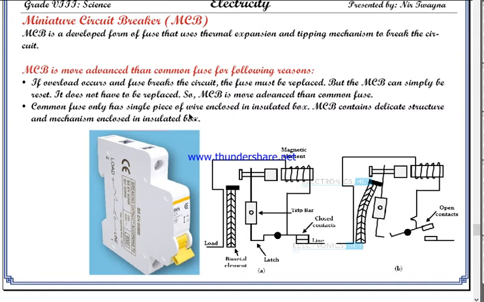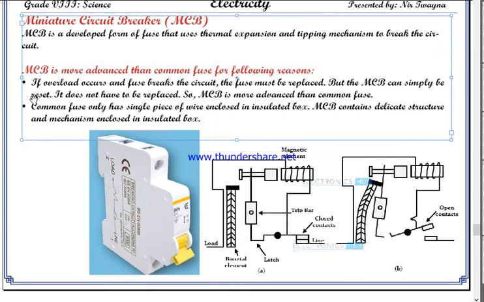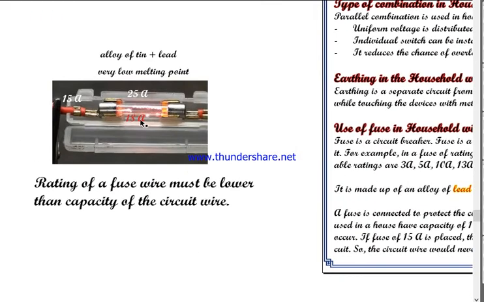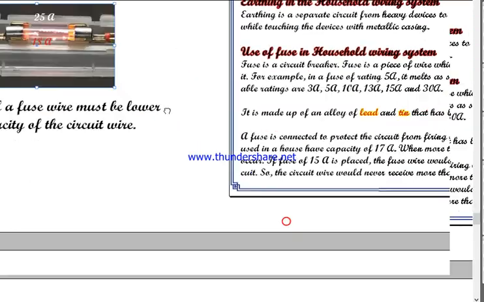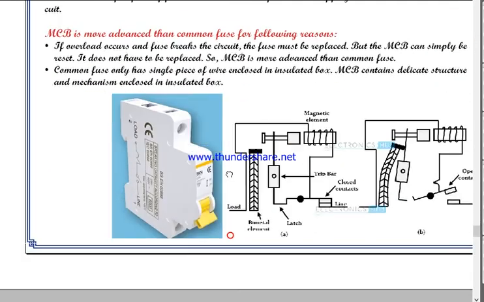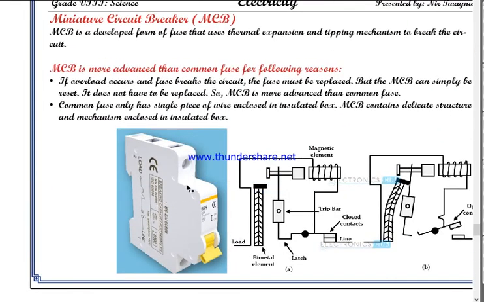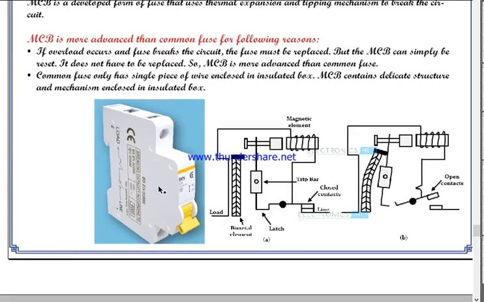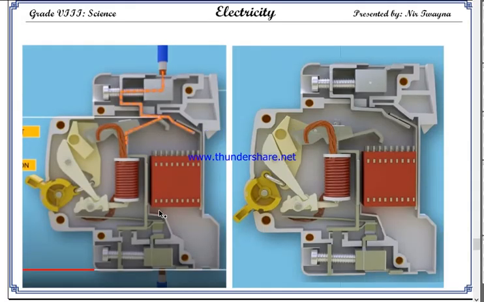Okay, common fuse only has a single piece of wire enclosed in an insulated box. You can see the structure of common fuse. It is quite simple, isn't it? There is only a box which surrounds a thin piece of metal, but in case of this miniature circuit breaker, you can already see how complicated its structure is.